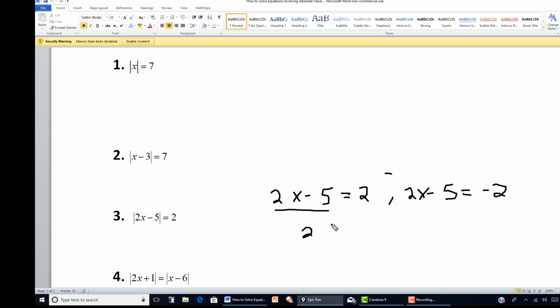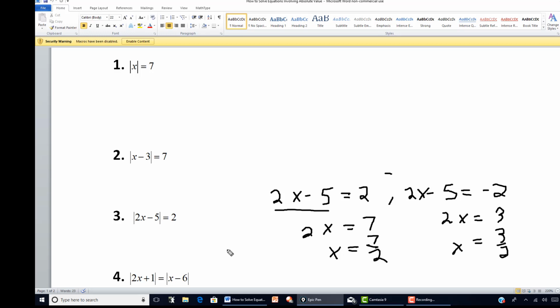Then I go ahead and solve each equation individually. Add 5 to both sides. Now this will give me 7 divided by 2. X is equal to 7 halves. Okay, over here add 5 to both sides. We get 2x equals 5 and negative 2 is 3. Divide by 2 here. We get x is equal to 3 halves. So 7 halves and 3 halves is the solution.